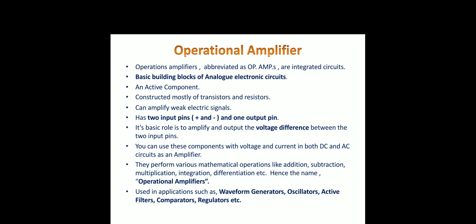Actually, the basic role of op amp is to amplify and give output as the voltage difference between the two inputs. Okay, it has two inputs and one output. There are two input pins, plus and minus. You can use op amp with voltage and current in both AC, that is alternating current, and DC, that is direct current circuits as an amplifier.